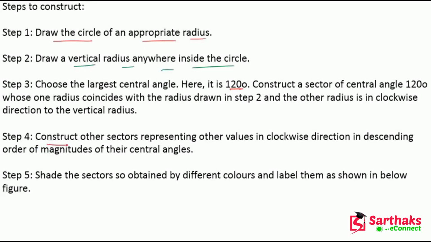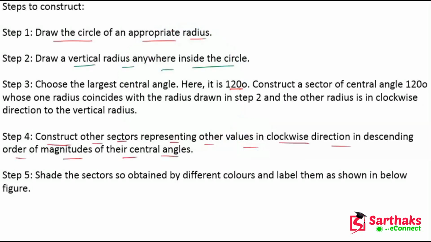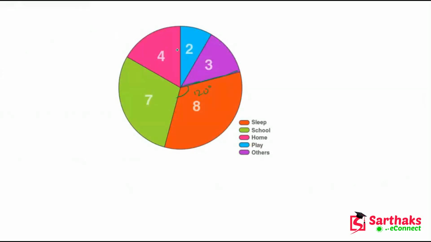Next, construct the other sectors representing other values in clockwise direction in descending order of magnitude of their central angle. So with the help of these, we are drawing the different sectors. And in the last, shade the sectors so obtained with different colors and label them as shown in the figure. Here you can see that. So here we are drawing this.